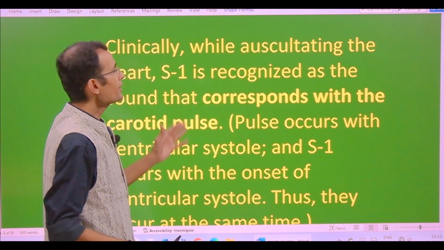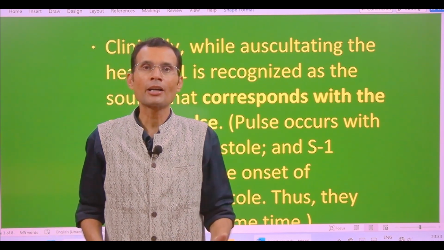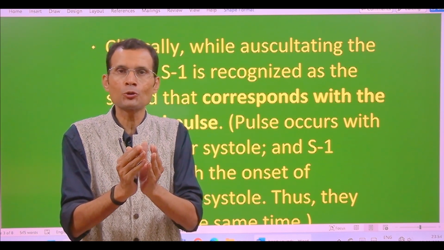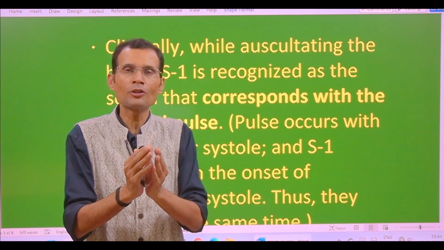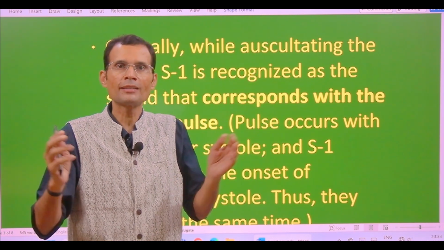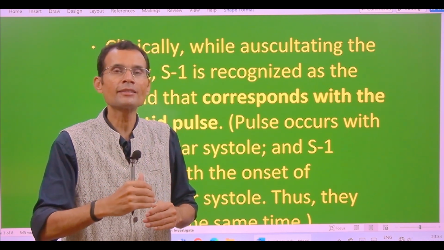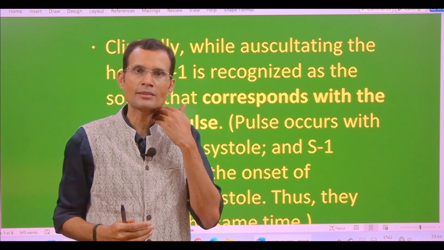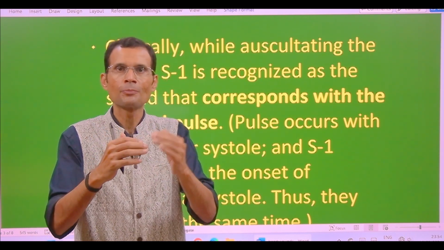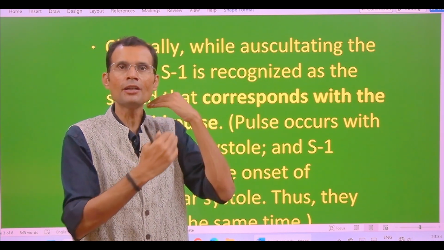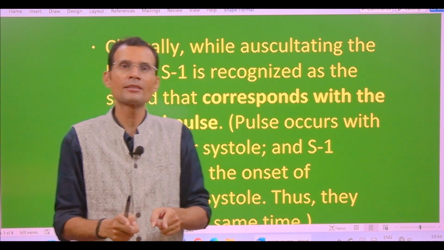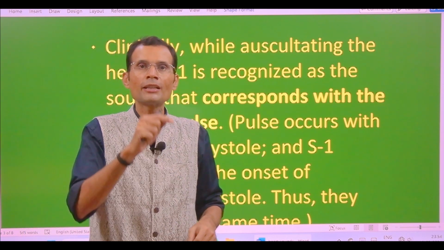Why is it that the first heart sound corresponds with the carotid pulse? It is because here the ventricular systole starts. At the start of ventricular systole, there is closure of AV valves. So S1 produced, and at the same time systole generates that pressure wave which comes as a pulse. Pulse comes with every systole. So first heart sound produced, and at the same time the pressure wave generated and is felt as the carotid pulse.